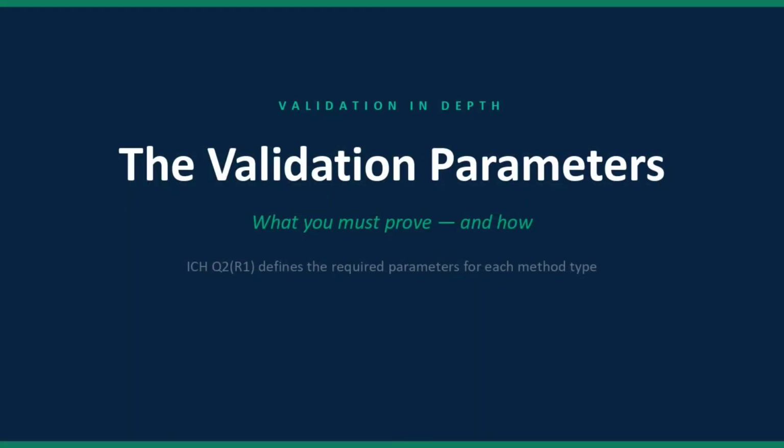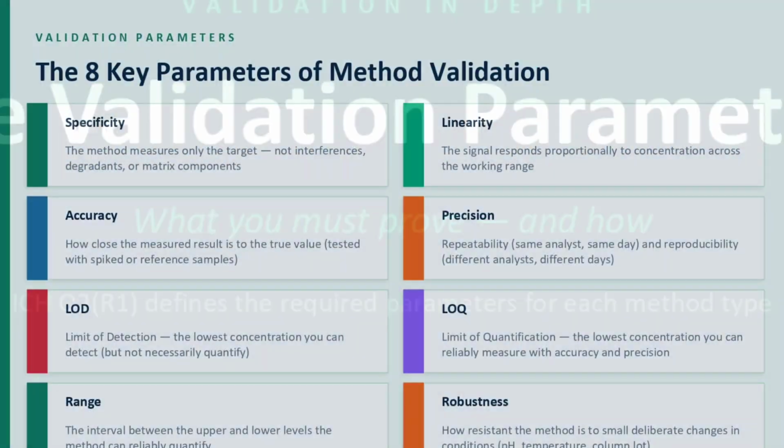Now let us go deeper on validation specifically. Because validation is the more extensive of the two activities, and understanding its parameters is essential for any analytical scientist or quality professional. ICH Q2(R1) is the international guideline that defines how analytical methods should be validated in the pharmaceutical industry. It was originally published in 1994 and has been the reference ever since. Know this guideline. You will see it referenced in every regulatory submission, inspection report, and method validation protocol you encounter.